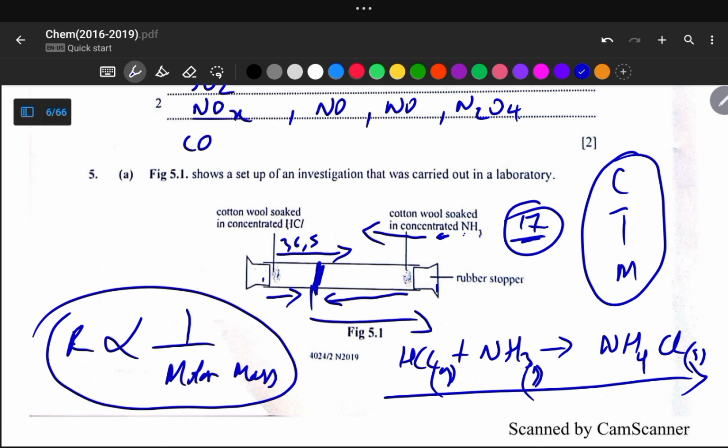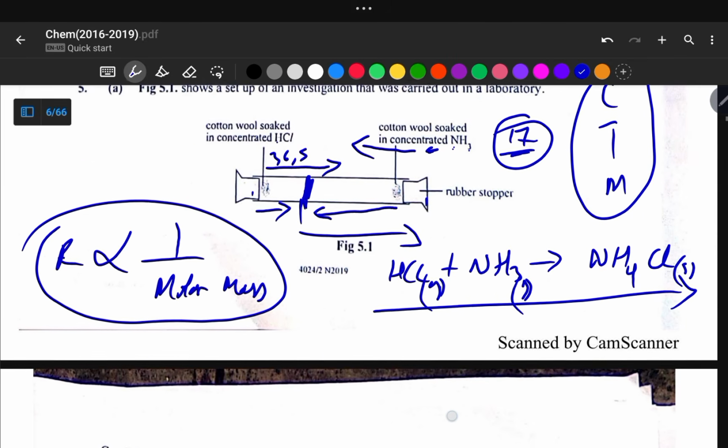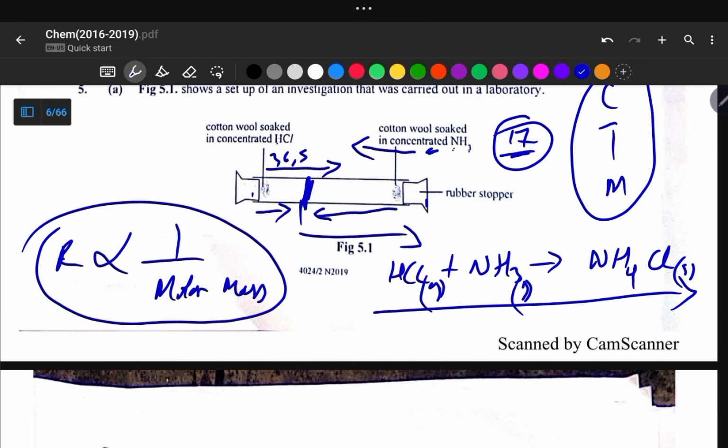So this is the observation we can tell, right? You should also note that ammonium chloride is formed near the end where you have hydrogen chloride, and I've explained why. So that's what you should know.